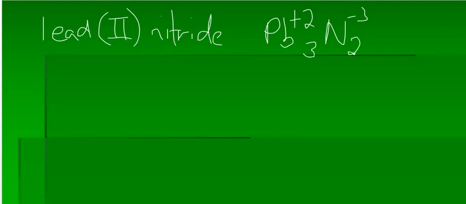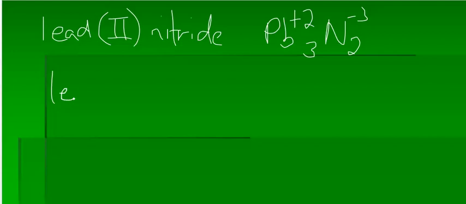For example, if I have lead, I need to indicate the charge. It's possible for lead to have a +2 charge. So let's say my compound is lead 2 nitride. That 2 means that lead is a positive 2. It can also be a positive 4, but in this case it's +2. If I put it with nitrogen, which is in group 5A, which has a -3, my compound is going to be Pb3N2. So that's lead 2 nitride.